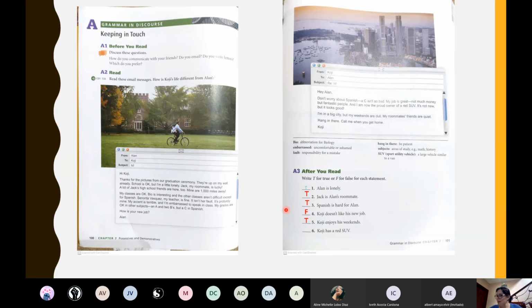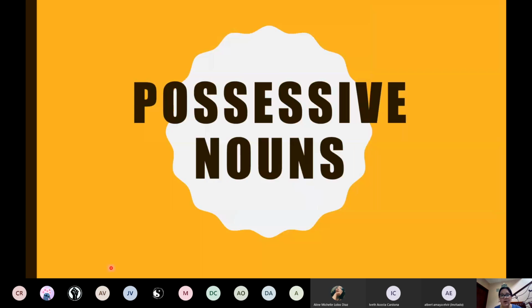Okay, let me see if I can correct it right now with a pen, and we are going to write false. Okay. And the last one, Koji has a red sock, true or false? True. That one is true. Here we can say, I am the proud owner of a red sock. Okay, so it's true. Okay, so let's go to the next page.